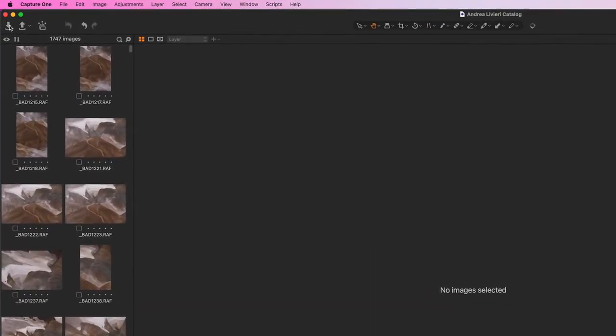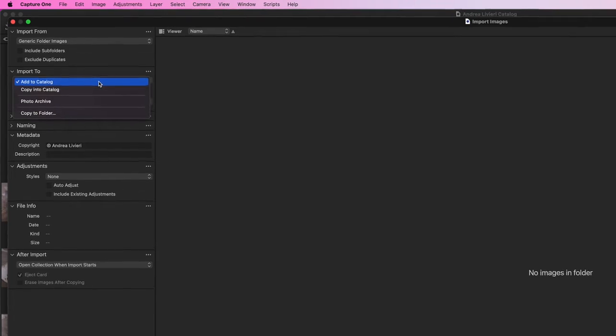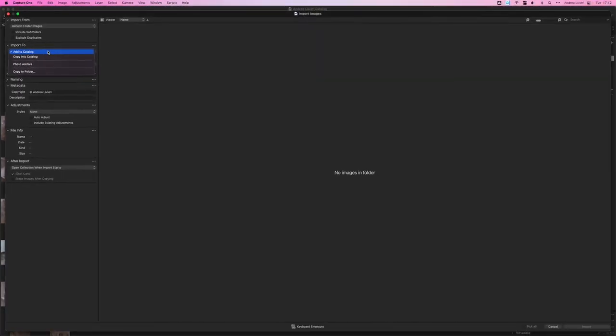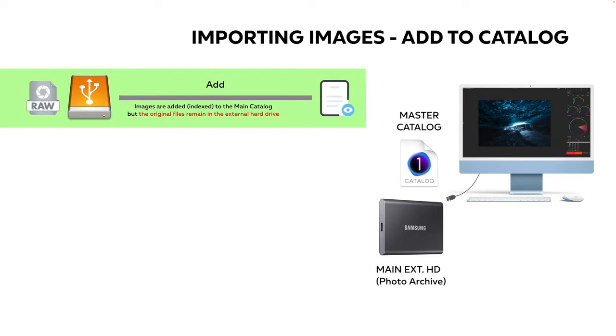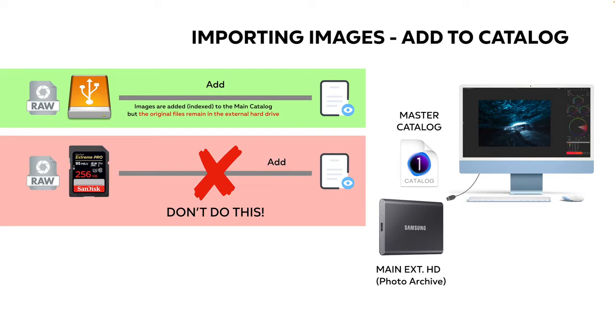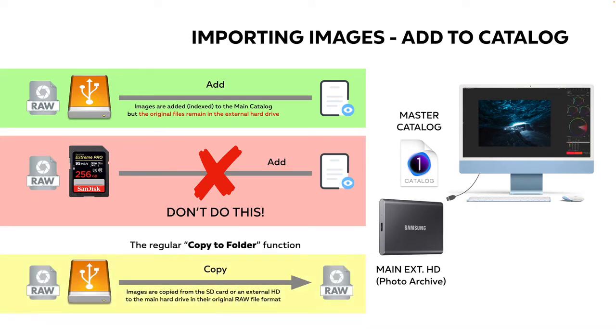There is an additional method, though, to link images to the catalog, and I'm referring to the Add to Catalog function that you can find here in the Import To section. What does that actually mean? So that means Capture One is going to reference those photos that are in their location. We are not going to move them. We are not going to copy them. We are not going to do anything else. Capture One will just know where to find them, and that will be added to the catalog.